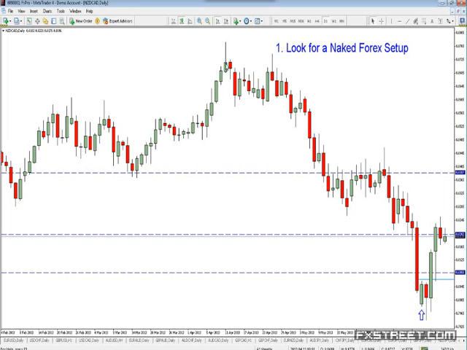Okay, there's several rules to Kangaroo Tails, and people who trade other things like pin bars or dojis, they don't have them. It's a totally different type of setup. What I'm looking at here is specific things with this candle.